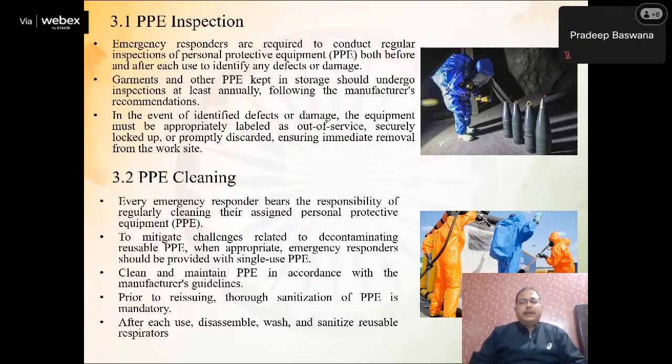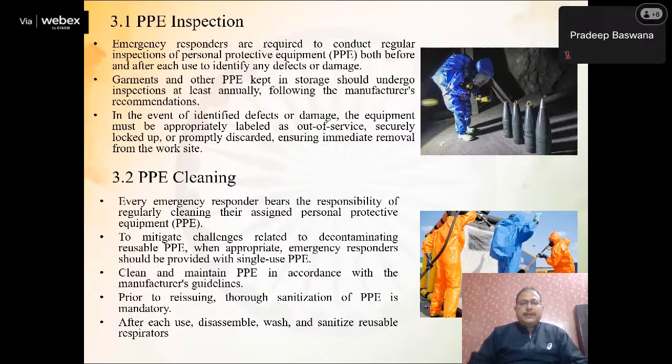Next part is PPE cleaning. Every emergency responder bears the responsibility of regularly cleaning their assigned personal protective equipment. Why? Because as we have quoted, it is your baby, you have to keep it very well. You are understanding the nature of this particular PPE, which class of PPE this is, and how to handle it.